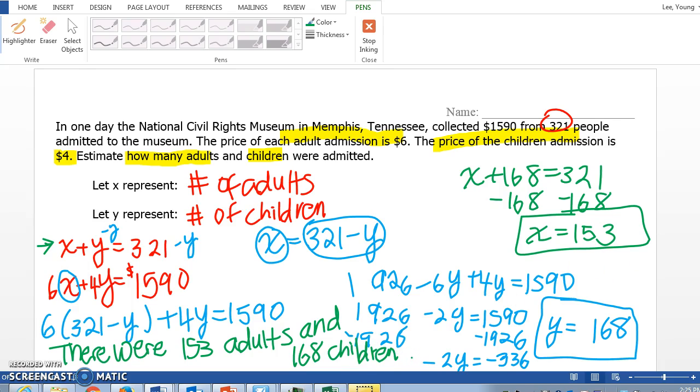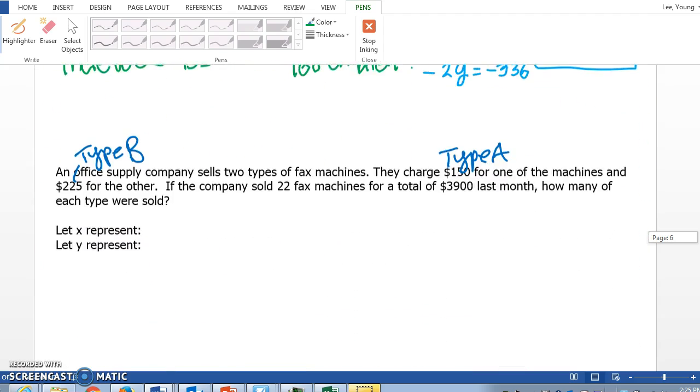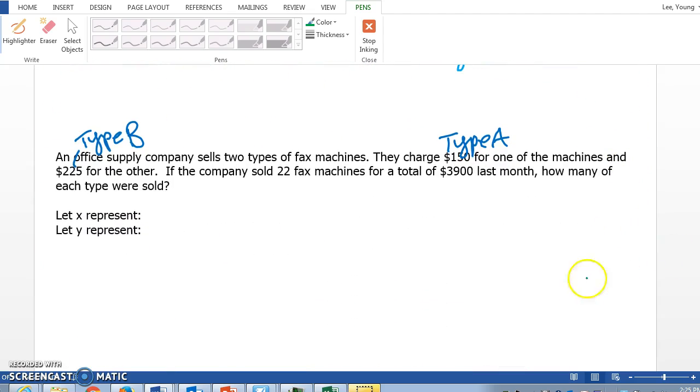Okay? Okay, why don't you try the next question? You're going to set it up. But I just want to make sure, guys, when you read the next one: an office supply company sells 2 types of fax machine. It says $150 for one of the machines. Let's call it type A so that we can differentiate between those two. And $225 for the other. I know the number is cut, so just make sure you put 225. Altogether, they sold 22 fax machines and $3,900. How many of each type were sold?